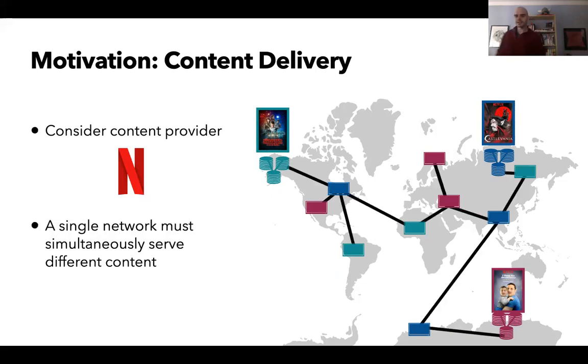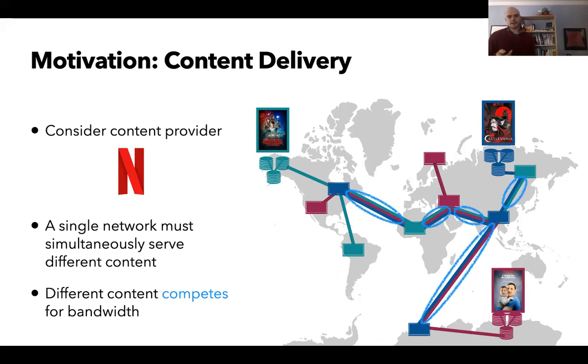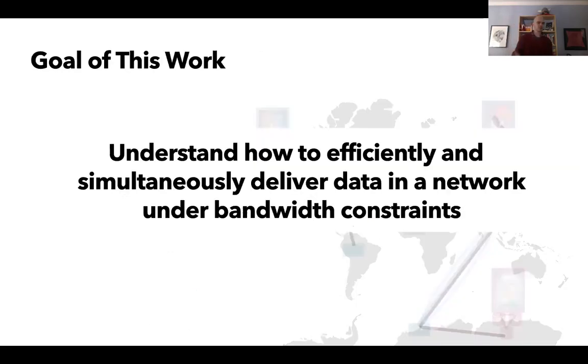But at the same time, the internet is sort of only one network. So you have to serve all of these different demands from your different databases to different people all over the same network. Different people will want to watch different shows, and the challenge here is that you have these links in the network that have to be used for different content. So there's competition for different content over the bandwidth in your network. Generally speaking, the goal of this work is to understand how to efficiently and simultaneously deliver different data in a network where you have bandwidth constraints.